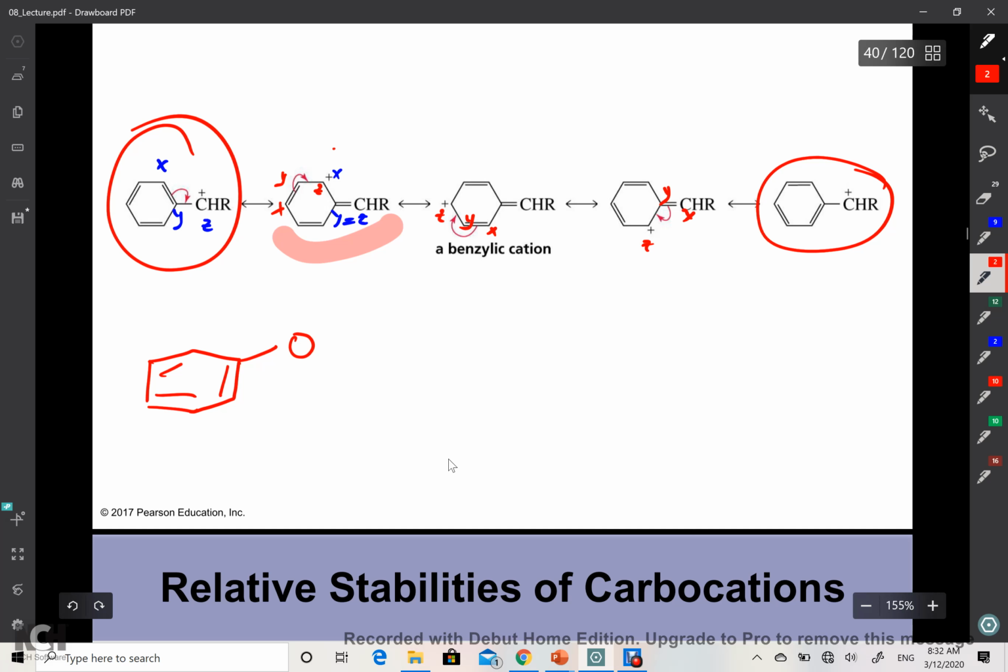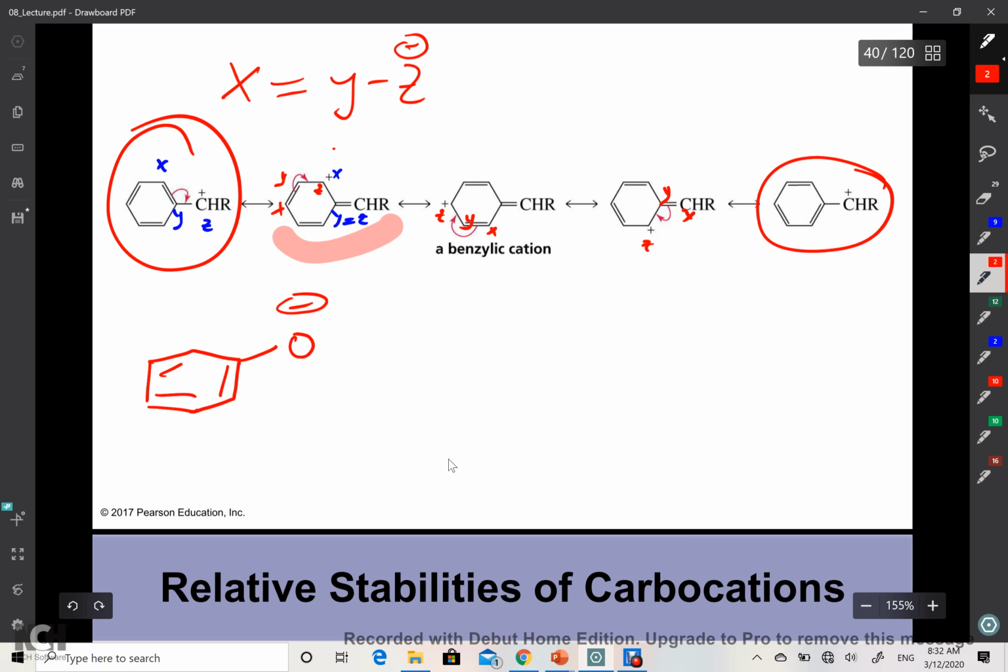Let's try this example. Draw all the resonance structures for that molecule. Make sure you're able to push your arrow, okay? Now, as a hint, X equals Y minus Z with a negative charge.